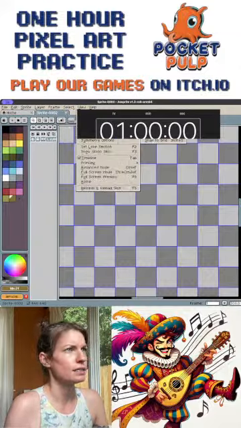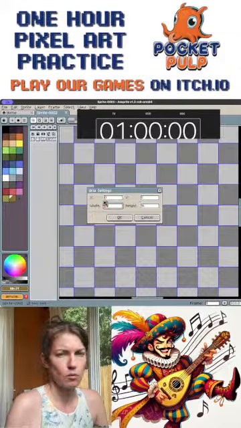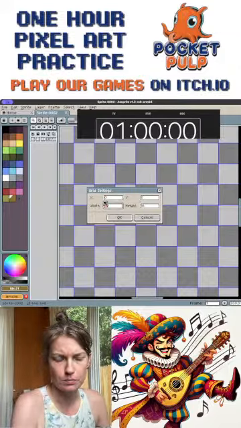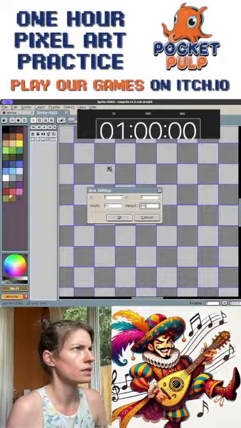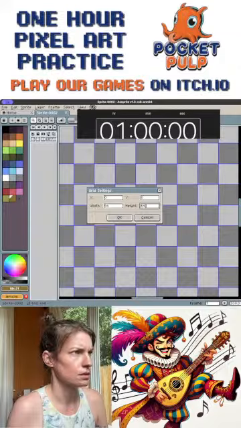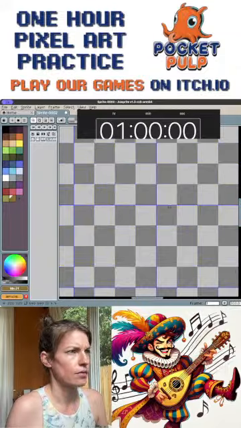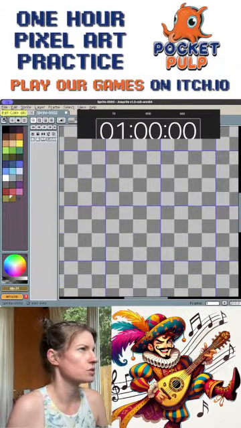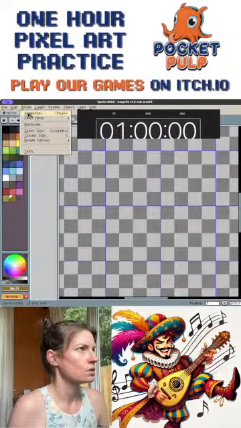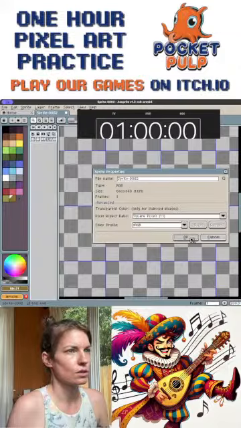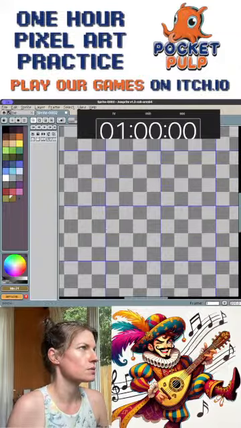the grid. I want it to be 64 by 64. Right, that's what our sprite is, right? Right? Yeah. And then I change the background. Wait, cancel preferences. That's where it's at.